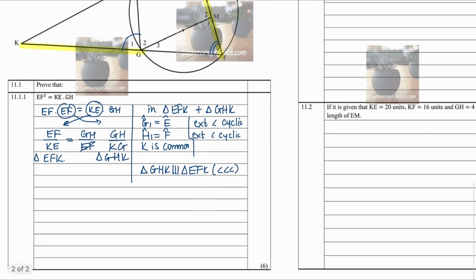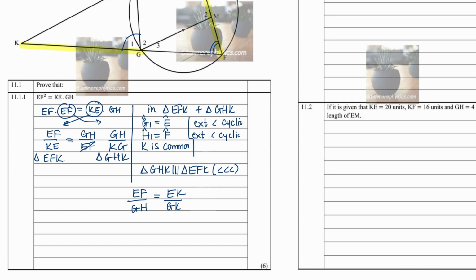So we can say that EF over GH is going to equal, they want KE, so EK over GK.